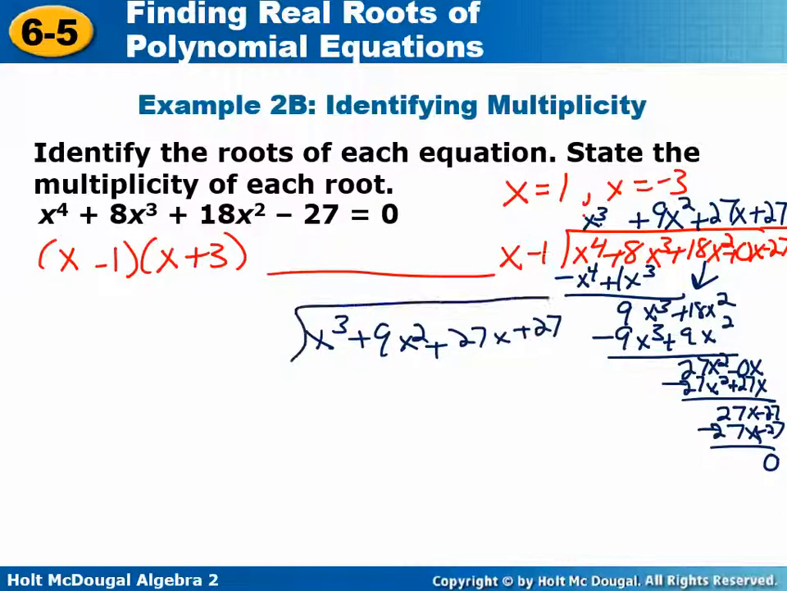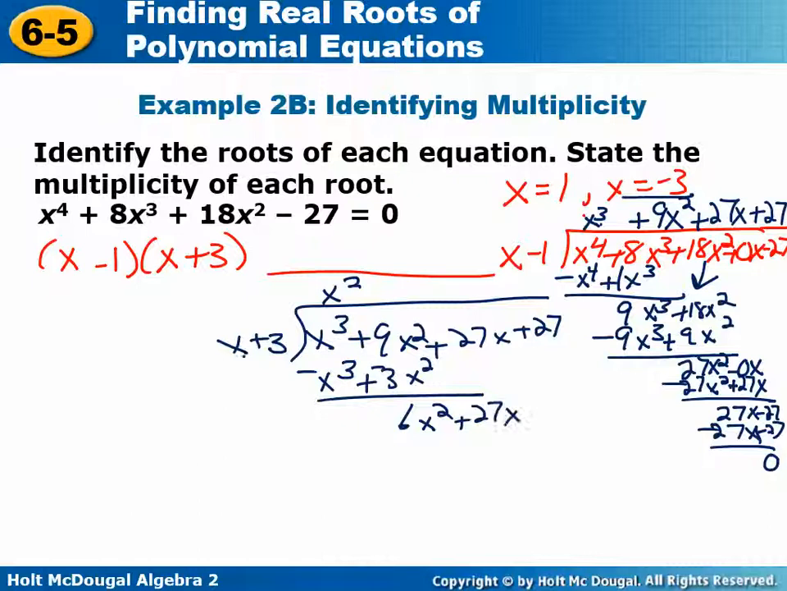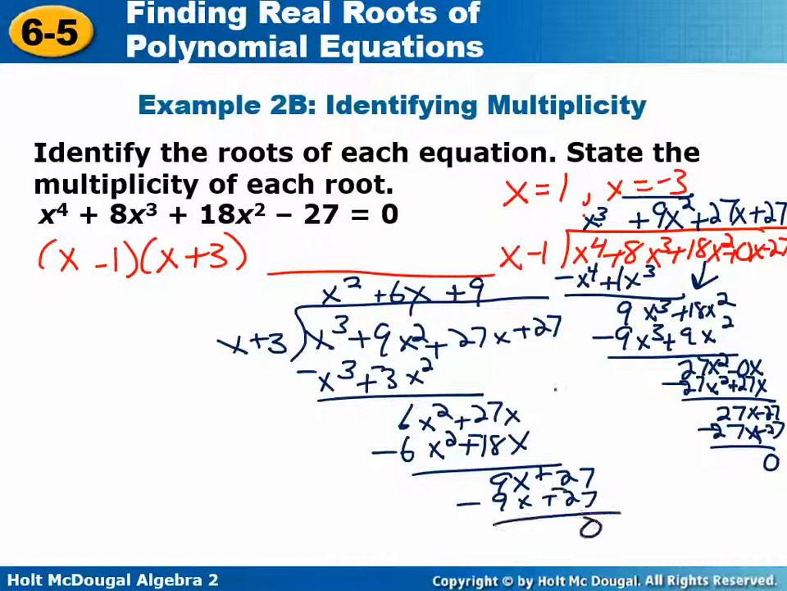and I'm going to divide that by my other factor of x plus 3. So I'm going to repeat this. So I get x squared plus 3x squared, and then I subtract, and I get 6x squared plus 27x. And these will get easier as you go because they'll get shorter each time, plus 6x, and multiply back, and I get 6x squared plus 18x, and subtract, and I get 9x plus 27, and that is 9. 9 times x is 9x plus 27, subtract, you get 0.